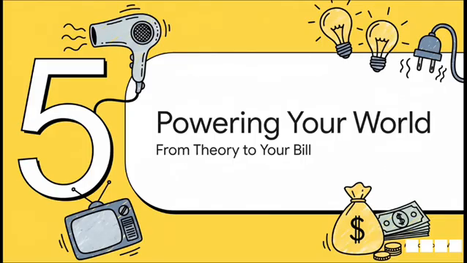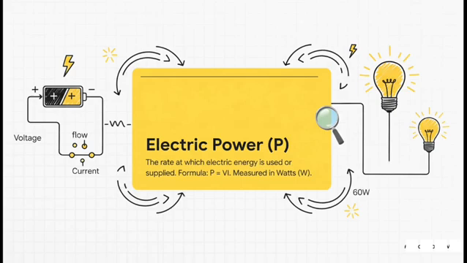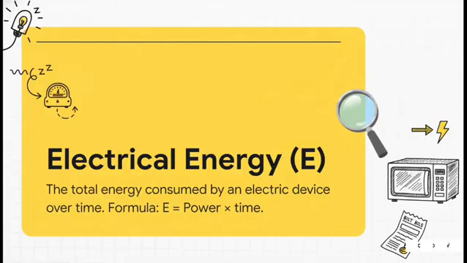Okay, time to bring this all back to the real world. How does all this theory about flow and push and squeeze connect to the coffee maker, the laptop, the things we use every single day, and maybe more importantly, the money we pay for them? Let's talk about power. You see the word watts on pretty much every appliance. Well, power is just how fast something uses energy. It's the push, voltage, multiplied by the flow, current. So a 100-watt light bulb is just burning through energy faster than a 60-watt bulb, and that's why it shines brighter.